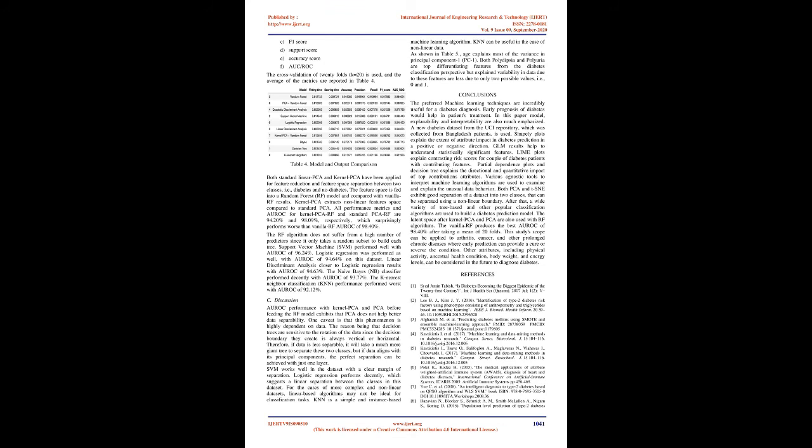Logistic regression was performed as well, with AUROC of 94.64% on this dataset. Linear discriminant analysis was close to logistic regression results with AUROC of 94.63%. The naive Bayes, NB, classifier performed decently with AUROC of 93.77%. The k-nearest neighbor classification, KNN, performed worst with AUROC of 92.12%.